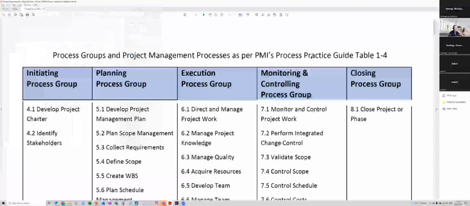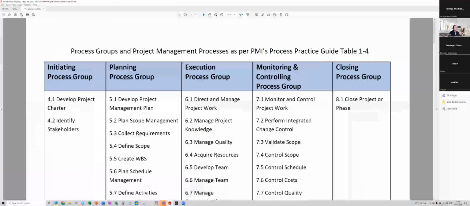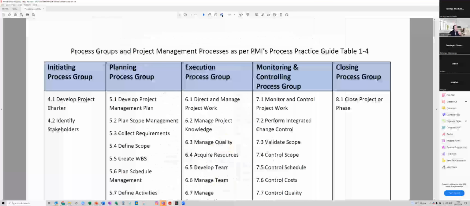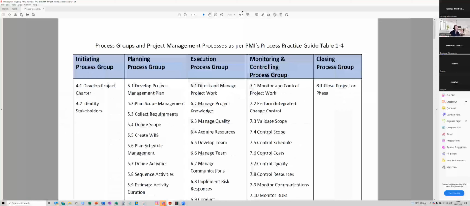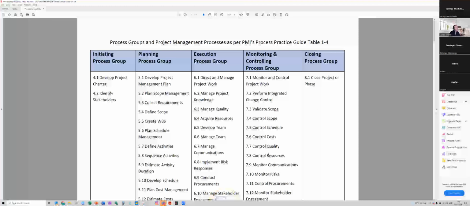Let me show you what I mean with this, and hopefully this will give clarification for all of you. So here are the 49 processes. Let's make it bigger. So what PMI says is that you can have lessons learned as an input for many processes in planning, but you can also have lessons learned as an output of your manage project knowledge.